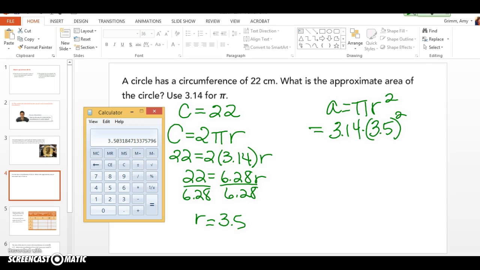All right, so what is 3.5 times 3.5? And that's 12? Yeah, times 3.14. 38.465.